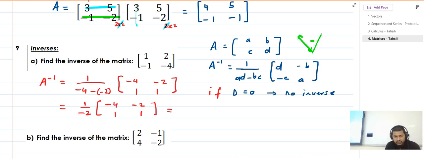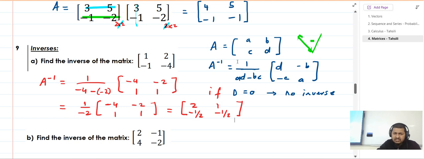Now remember what we were doing before, we need to take the negative half inside. So basically you're taking each of these entries and multiplying by negative half, or you're dividing it by negative 2. So negative 4 divided by negative 2 is 2, negative 2 divided by negative 2 is 1, minus half times 1 is minus half, 1 times minus half is also minus half. So that's the inverse of this matrix.